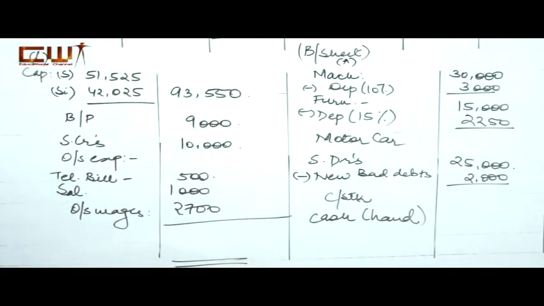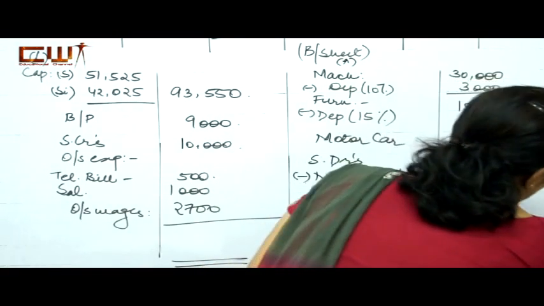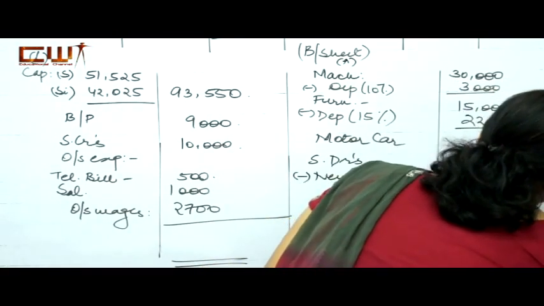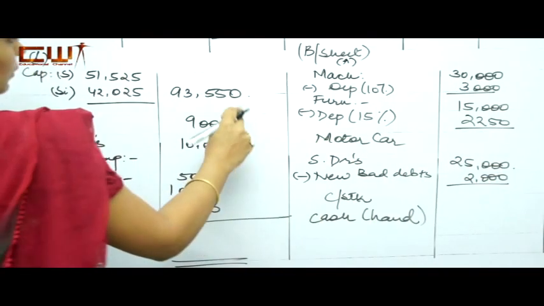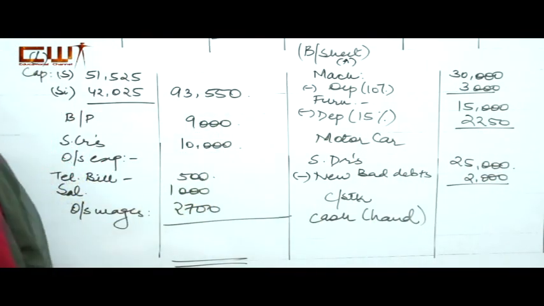Just add it up. You have 27,000 plus 12,750 plus 20,000 plus 23,000 plus 50,000 plus 9,000. That will give you 1,41,750. This side also 93,550 plus 9,000 plus 10,000.